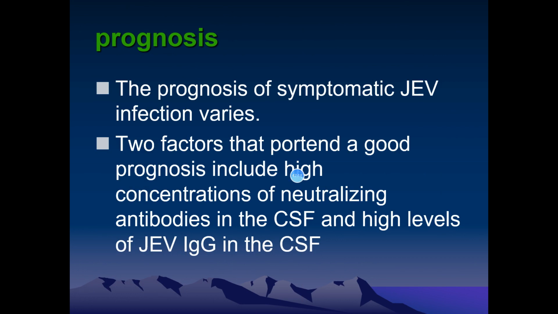The prognosis of this disease. The prognosis of JEV infection: a significant number of patients who survive acute Japanese encephalitis develop residual neurologic deficits. Two factors associated with a good prognosis include a high concentration of neutralizing antibodies in the CSF and high levels of JEV IgG in the CSF.